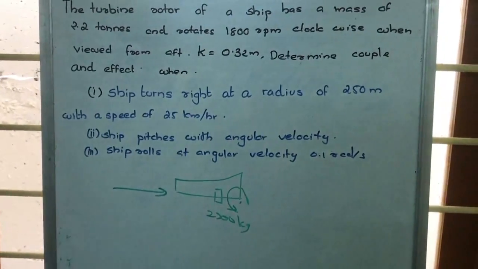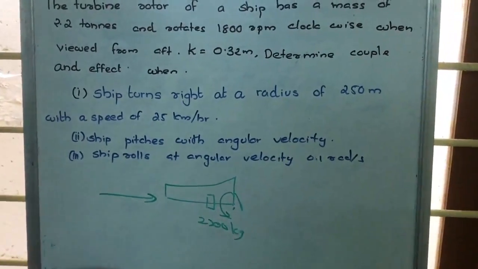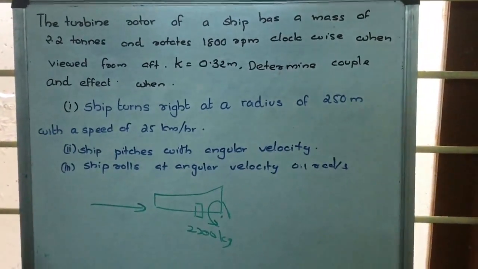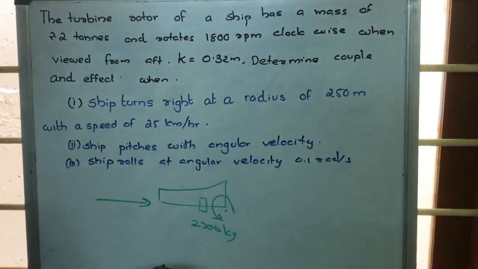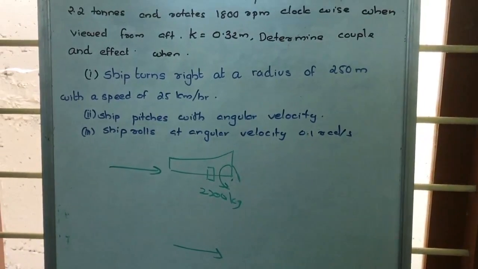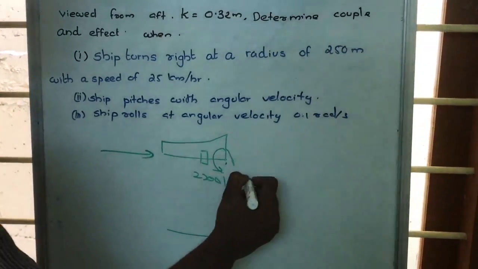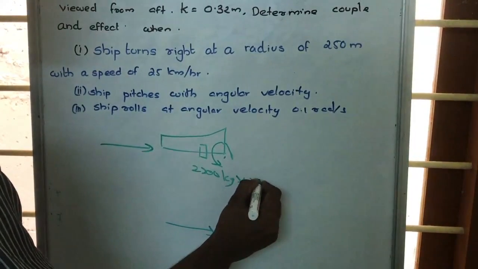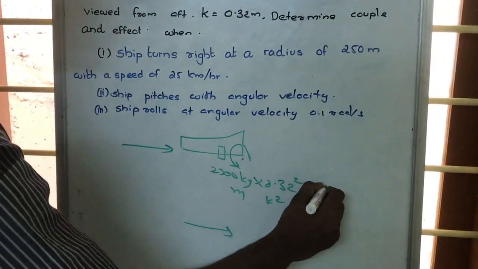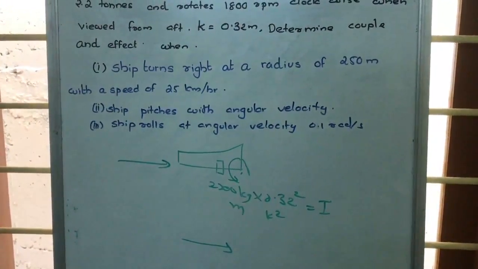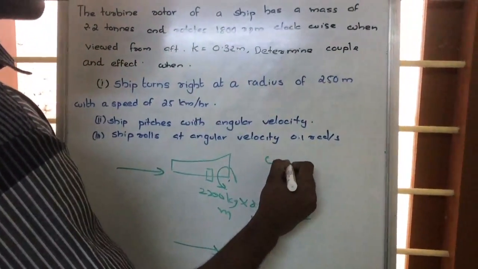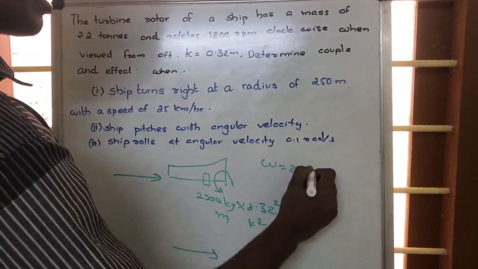Now when the turbine rotates, naturally it's rotating in the clockwise direction when we are looking from the rear end or the aft. That means if we represent the angular velocity, it will be towards the turbine, somewhat like this. Its mass is given, and its radius of gyration is given. If we find m k square, we will get I, the moment of inertia. Similarly, since rpm is given, we are able to find omega of the turbine, that is 2 pi N by 60.